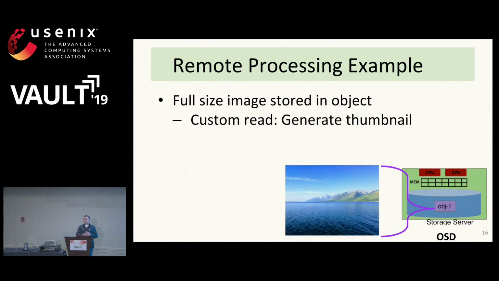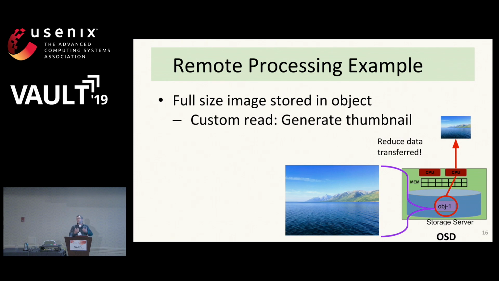So what's an example of something you might want to do with the remote processing capability? You can think of a full-size image stored in an object, and maybe you want a custom read or even a custom write method, which is to generate a thumbnail. In this case, the object contains the full-size image. You might execute your customized processing method right there, have the storage server execute it for you on the object, and out comes this thumbnail. And of course, this would reduce data transferred.